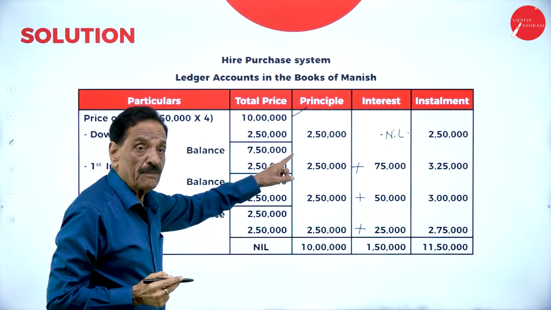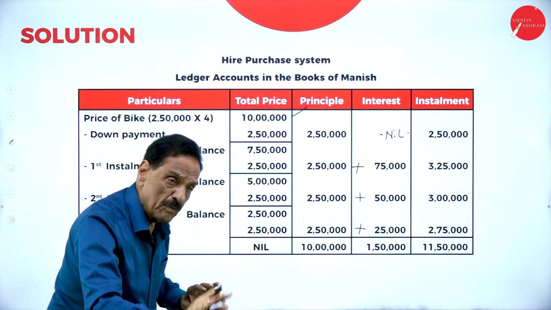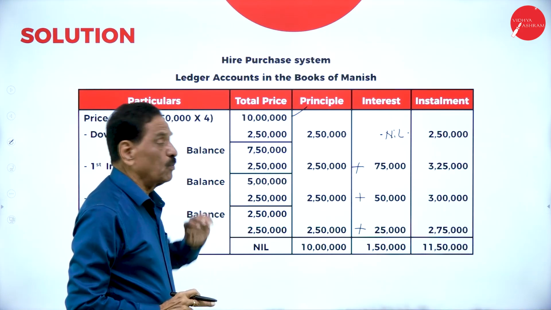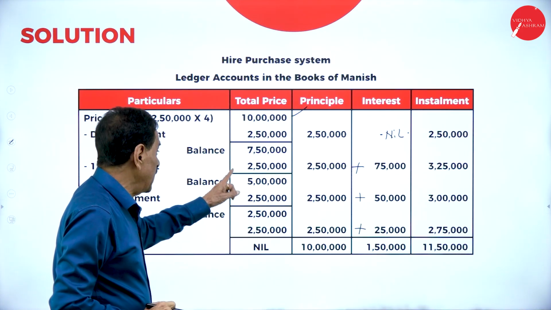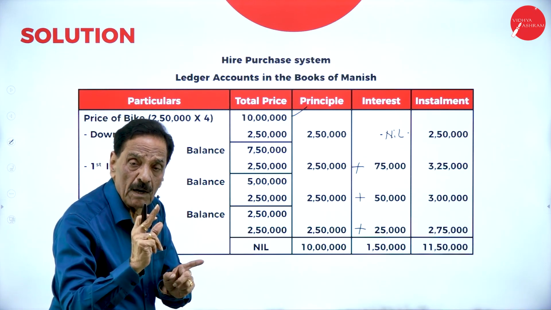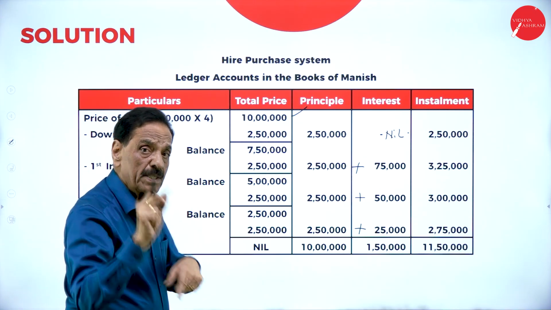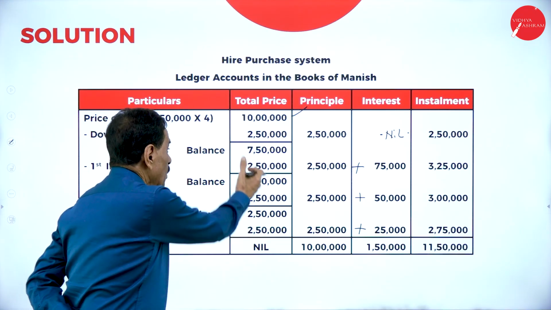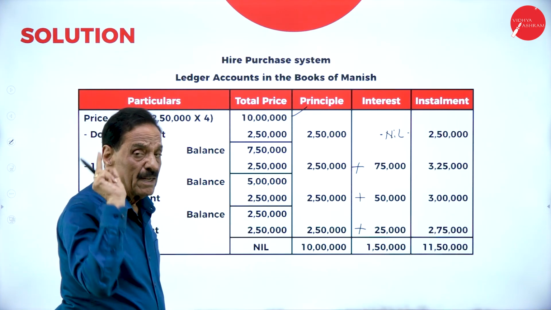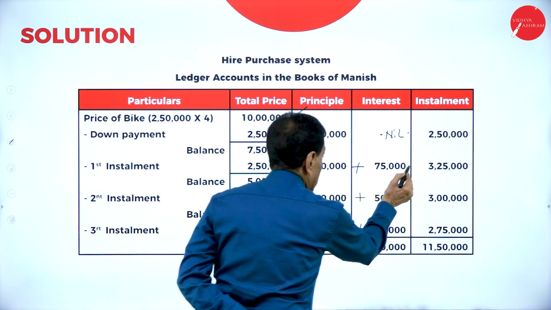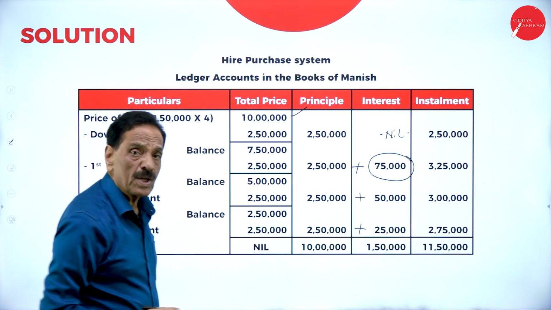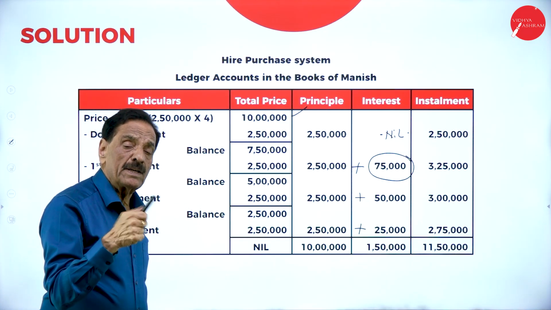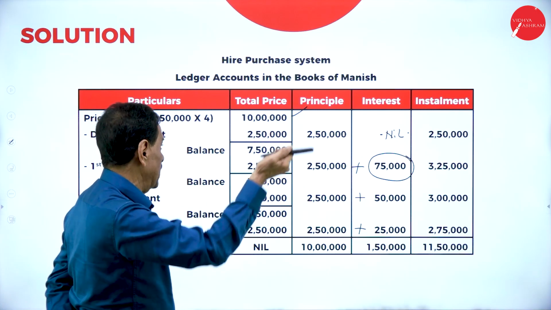Down payment 2,50,000 at the beginning of the year. On 1/1 itself, they paid how much? 2,50,000. No interest is there. At the end of the year, every year he has to pay how much? 2,50,000 plus interest on the outstanding balance. What's your outstanding balance? 7,50,000. On that, 10% is 75,000. 2 lakh 50 plus 75, 3 lakh 25 is the installment price. Installment price includes principal money plus interest.